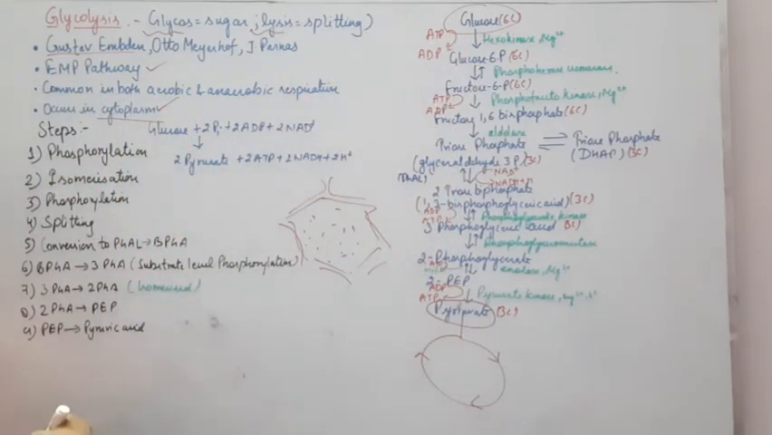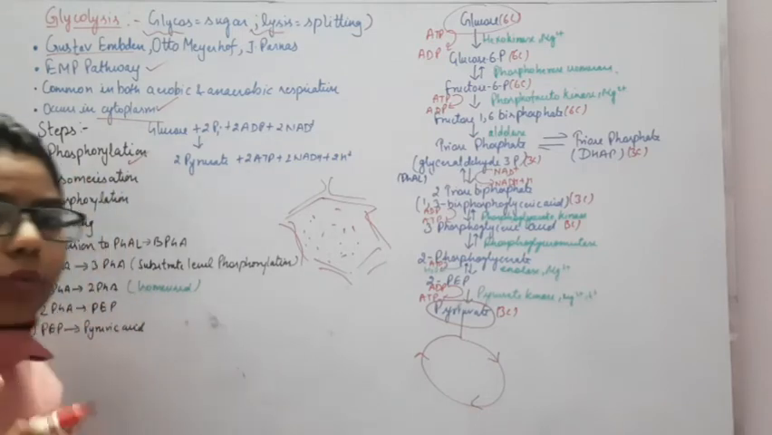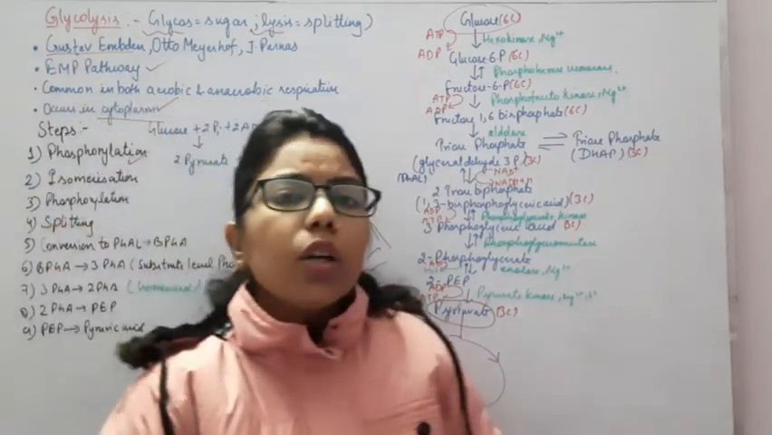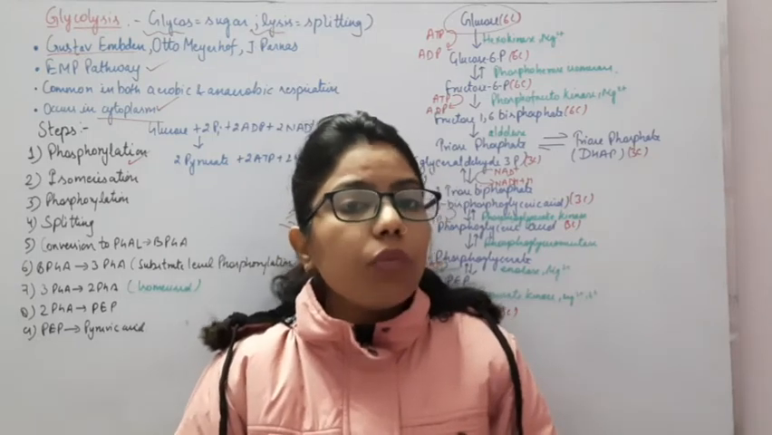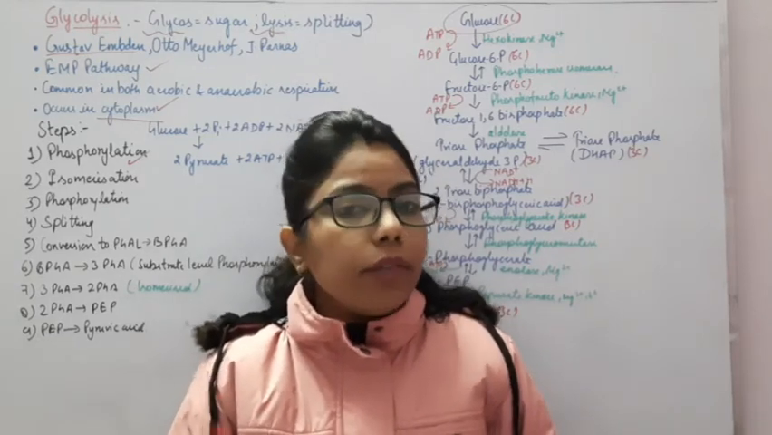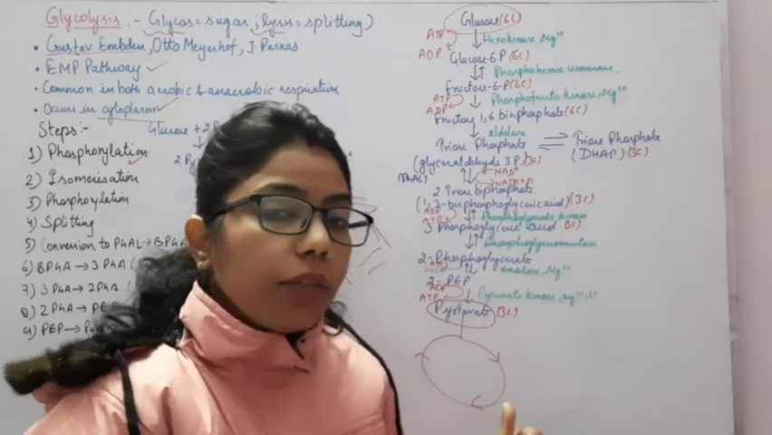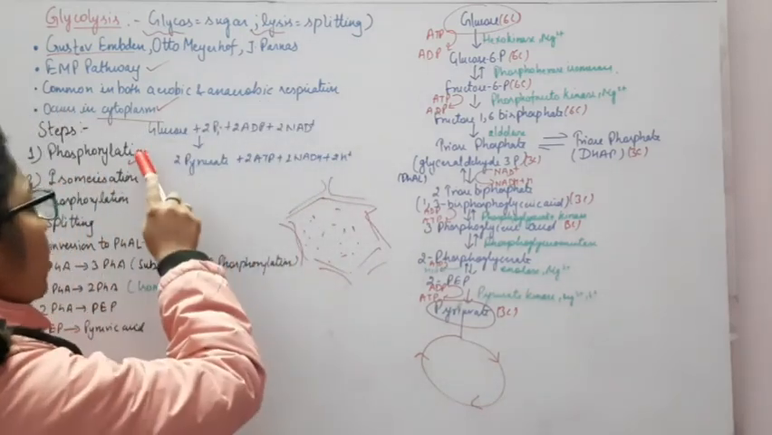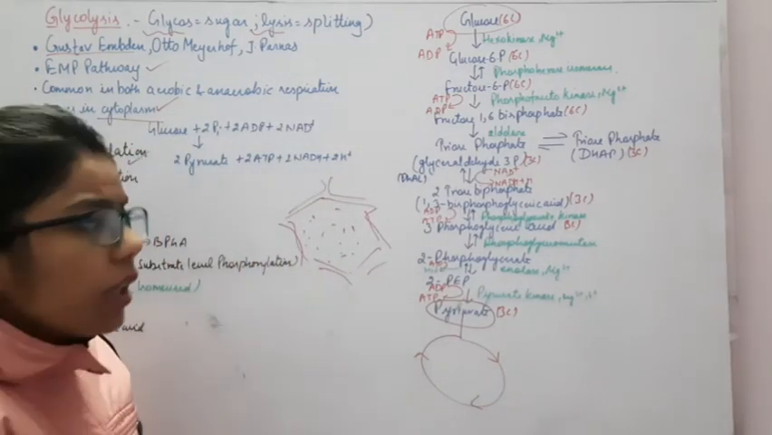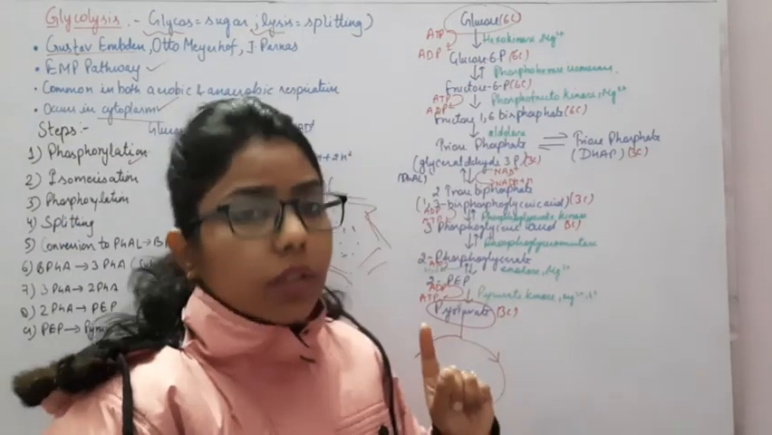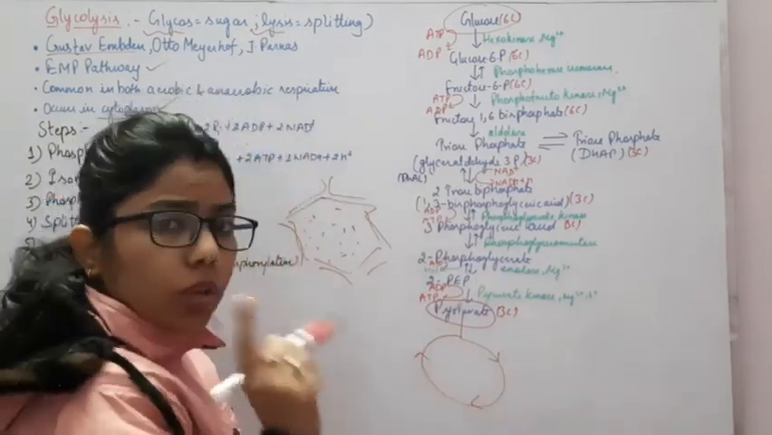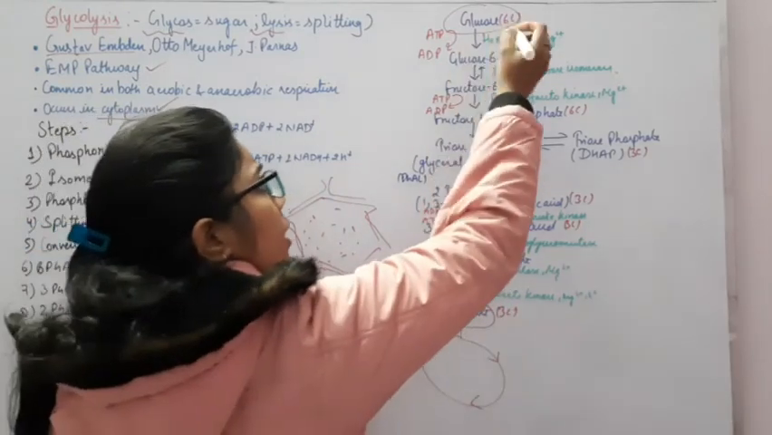Now, the first step which I have written here is phosphorylation. What do you understand by phosphorylation? It means the addition of a phosphate group. When we are adding phosphate, we are adding it with the help of which one? Phosphorylation. Okay, so if you can see here, this is glucose, one molecule of glucose is there, and we know that what is the formula?